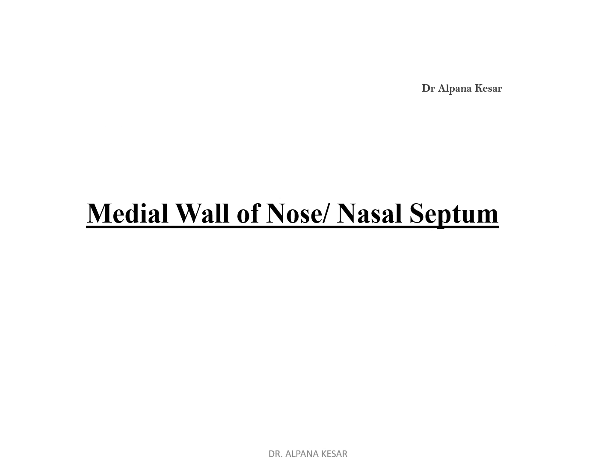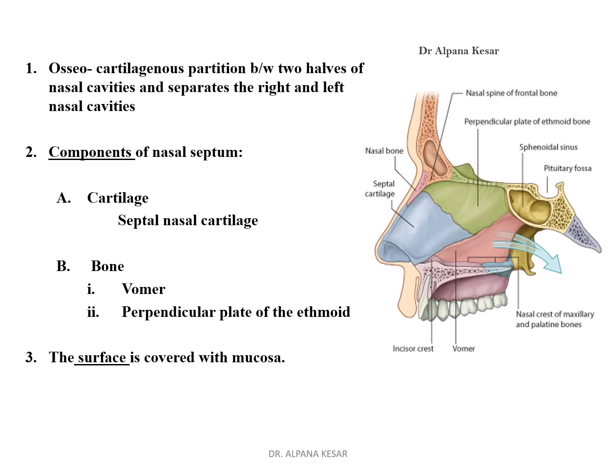Medial wall of nose or nasal septum. Nasal septum is an osteocartilaginous partition present between two halves of the nasal cavities. It separates the right and the left nasal cavities. Since it is an osteocartilaginous partition, it has cartilaginous and bony components. The cartilage in the nasal septum is septal nasal cartilage.